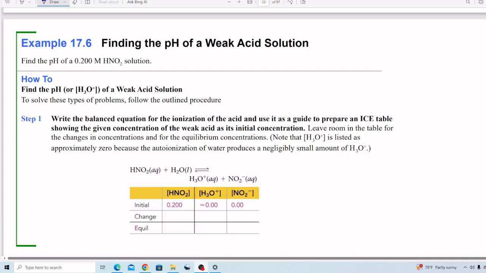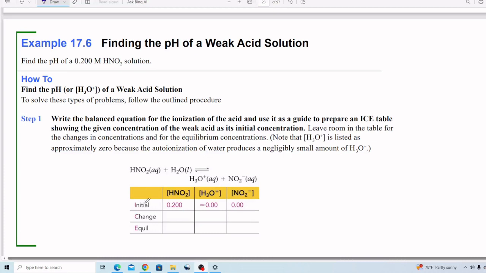Next, we'll carry what we learned about finding the hydronium ion concentration of a weak acid solution one step further and determine the pH of that solution. Here we're asked to find the pH of a 0.2 molar nitrous acid solution. The reaction is nitrous acid plus water yields H3O+ plus the nitrite ion.